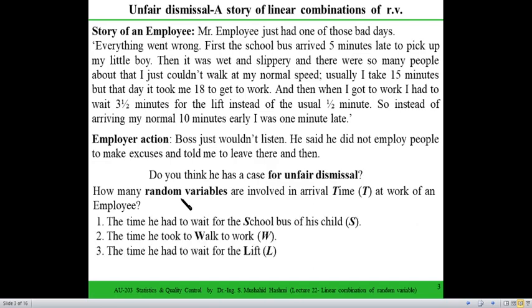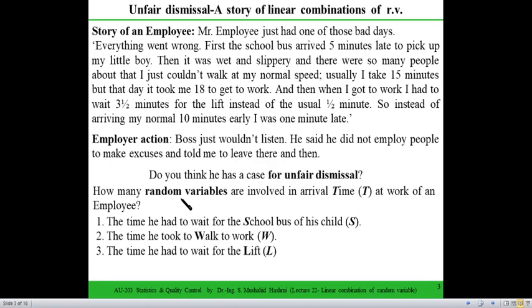Okay, so if you see this problem closely, there are 3 times involved. The first is that this employee had to wait for a school bus for his child. So the bus was, on that particular day, 5 minutes late. So S is representing the time that he had to wait for a school bus. And then he has to walk to work, and the walking time is represented by letter W. And then he had to wait for a lift to reach upstairs in the office, and the time to wait for the lift is L.